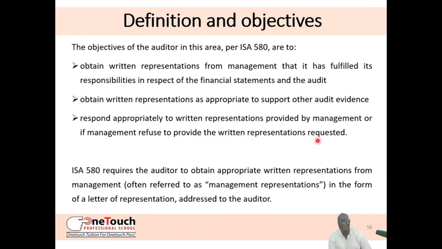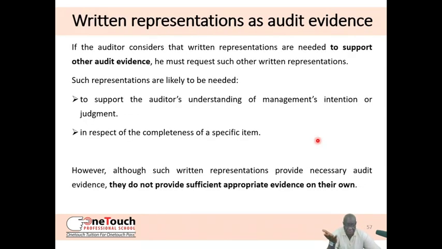So ISA 580 requires the auditor to obtain written representation from management, often referred to as management representation, in the form of a letter of representation addressed to the auditor. So I told you already, the representation is from the client's management to the auditor. But under normal circumstances, we draft it for them to go through, put it back on their letterhead. Written representation as audit evidence. So there's another reason. If the auditor considers that written representations are needed to support other audit evidence, he must request such other written representations. Such representations are likely to be needed.